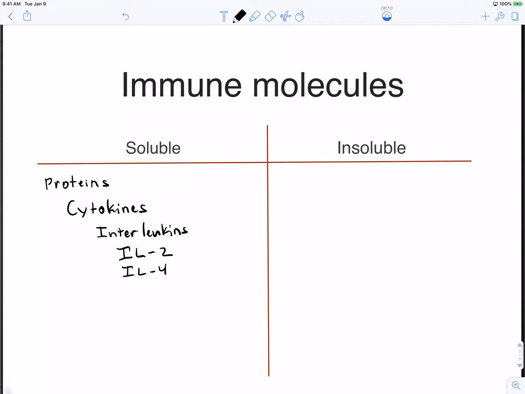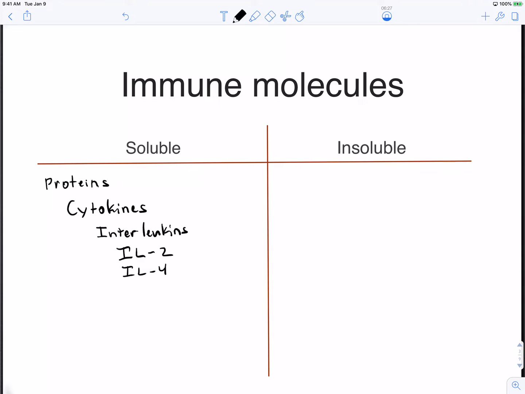For example, an immune response to an intracellular bacteria is very different than an immune response to an extracellular bacteria. And these types of cytokines will help guide the immune response to hopefully the best types to get rid of whatever the infectious agent is.